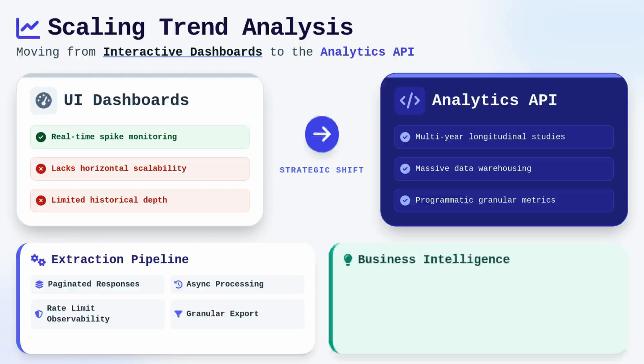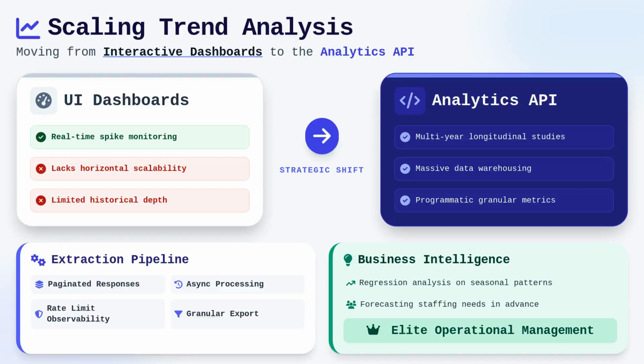You might use this data to perform regression analysis on service levels, identifying seasonal patterns that correlate with marketing campaigns or customer service outages. This proactive approach to data management transforms your role from a consumer of static reports into a provider of actionable business intelligence that leadership can use to forecast staffing needs months in advance. The depth of insight gained from these deep technical exports is precisely what separates elite operational management from standard queue supervision.